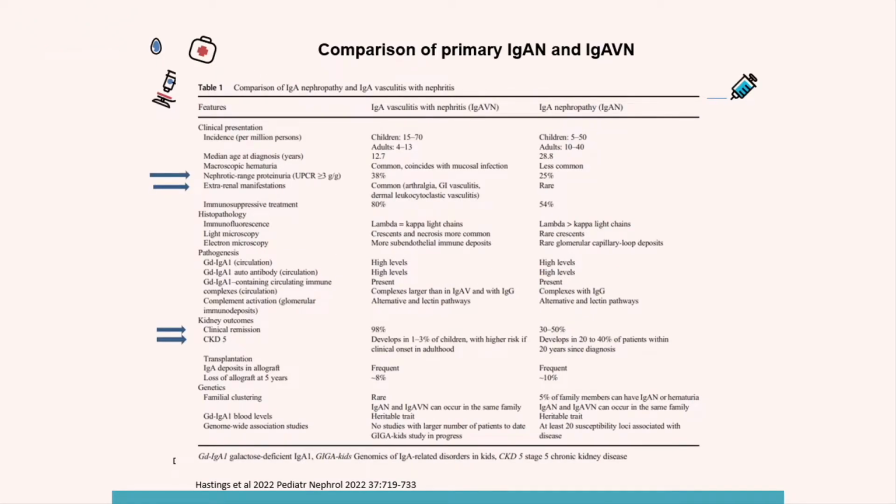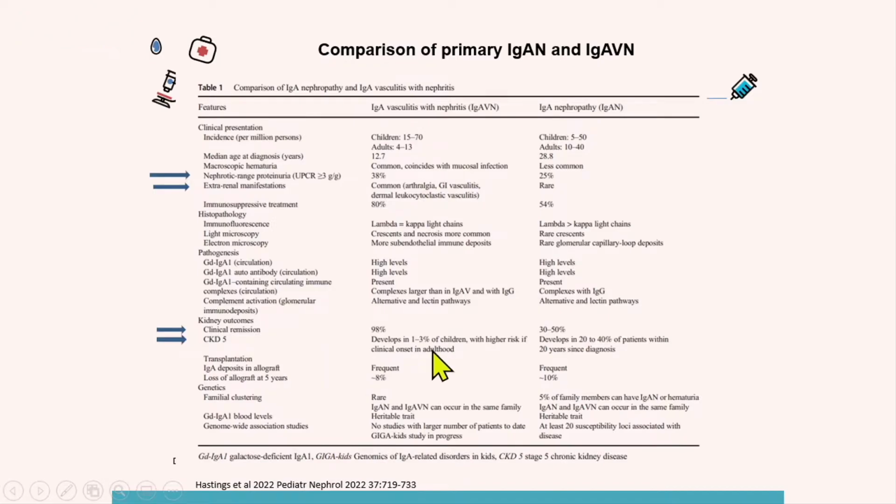So this is from Hastings, one of the most recent reviews in pediatric nephrology, comparing IgAVN as well as IgAN. You can say it's pretty much a repeat and also a summary of what I've just said. In IgAVN, more patients present with nephrotic range proteinuria as opposed to IgAN. And it's much more common to have extrarenal manifestations in IgAVN as opposed to IgAN, for the potential immunological mechanisms that we have discussed. And most patients will have clinical remission if managed wisely, I would say, in IgAV.